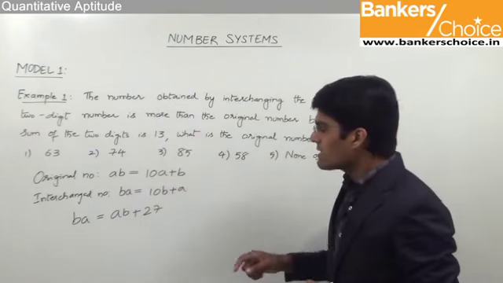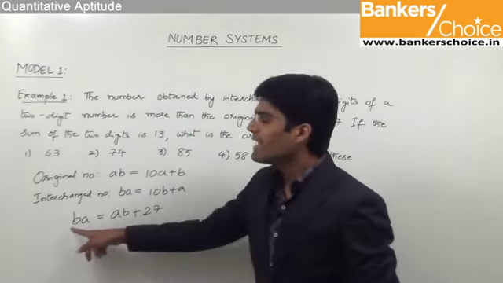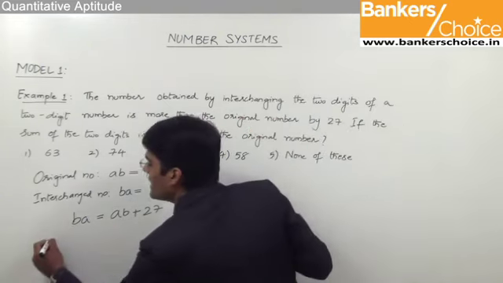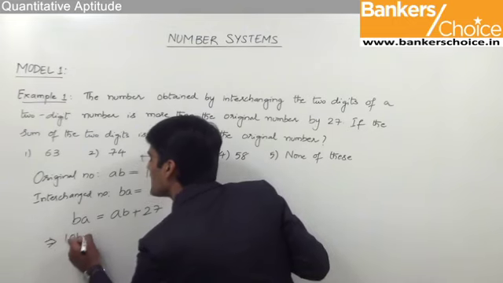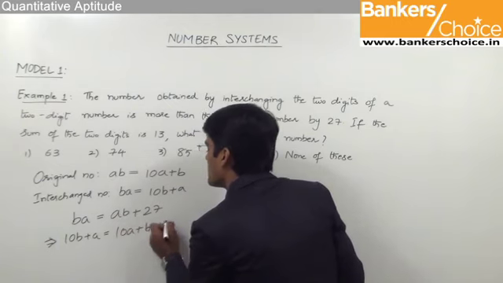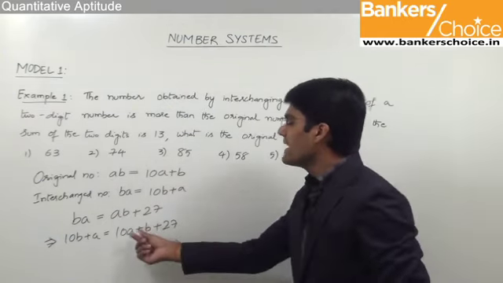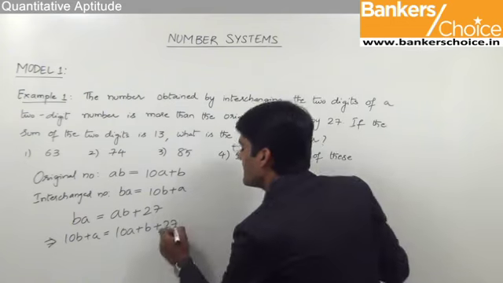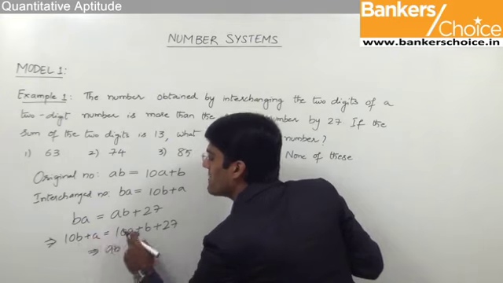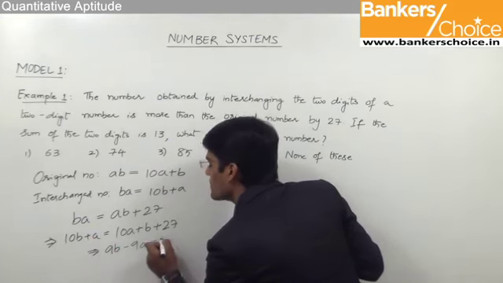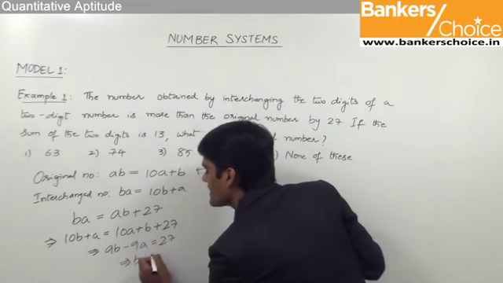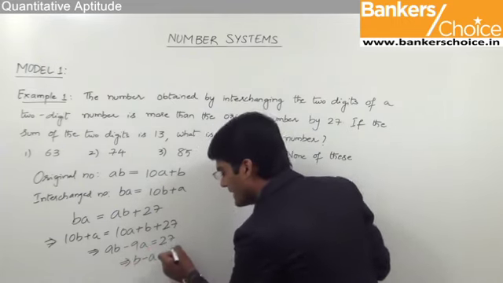But in calculations, we should take the number BA as 10B plus A, and the number AB should be taken as 10A plus B. So let us substitute BA as 10B plus A, which is equal to AB, that is 10A plus B plus 27. Now by taking 10A plus B to the other side, we get 10B minus B is 9B, and A minus 10A is minus 9A, equals 27. So if we take 9 common, we get B minus A is equal to 27 by 9, that is 3.